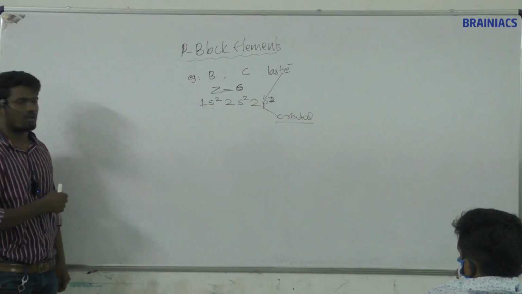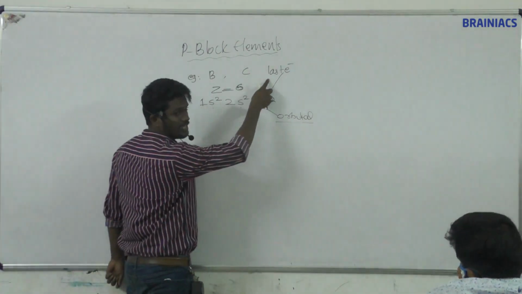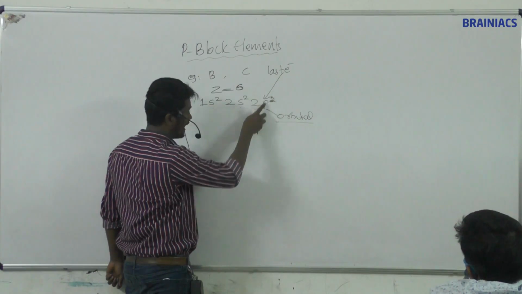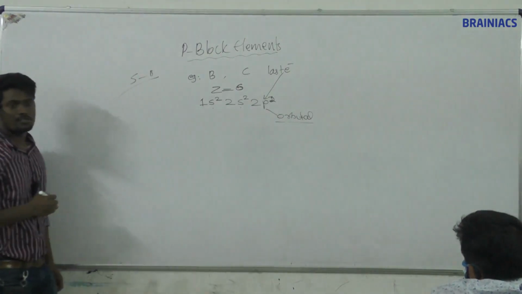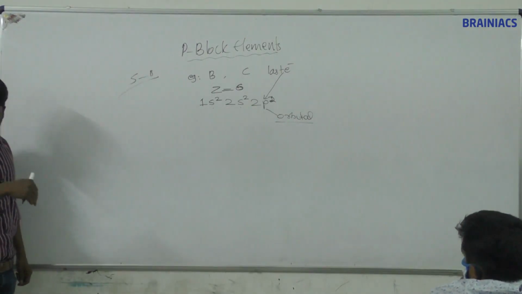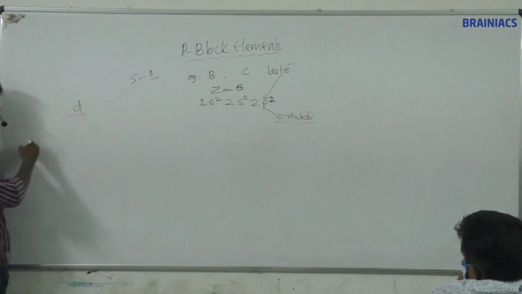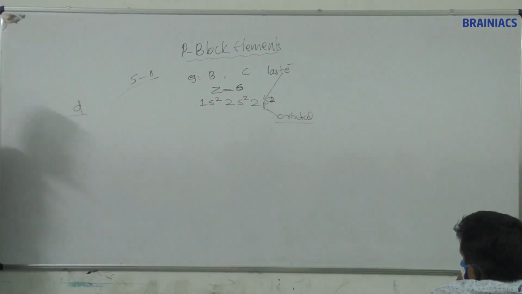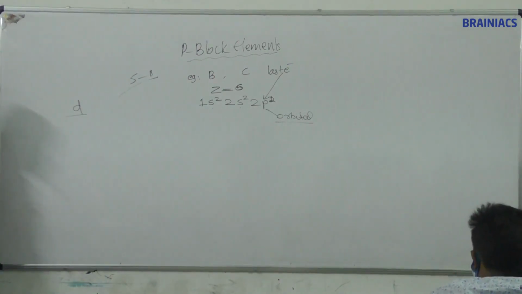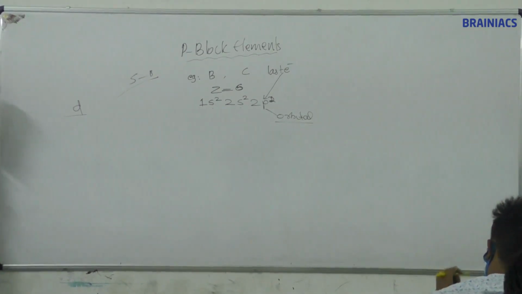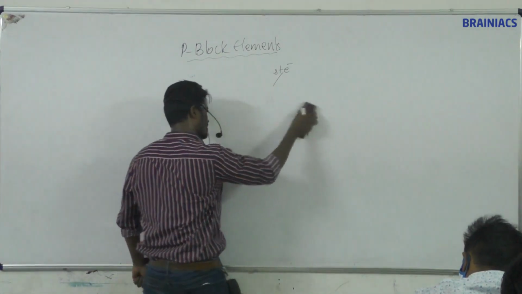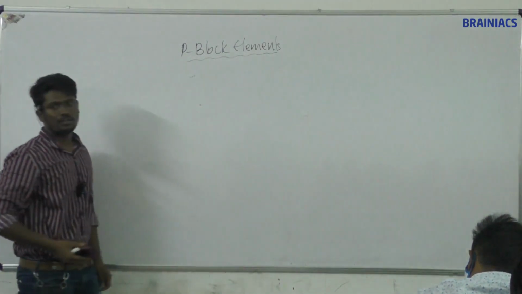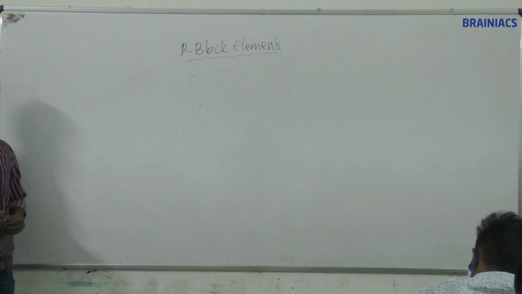So what do you mean by p block elements? The elements whose last electron enters into a p orbital. What do you mean by s block? The elements whose last electron enters into an s orbital. What do you mean by d block elements? Elements whose last electron enters into a d orbital.